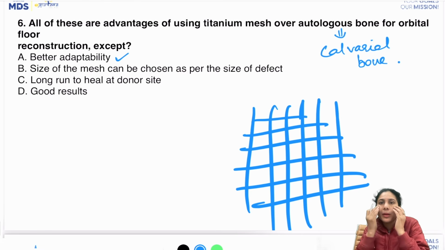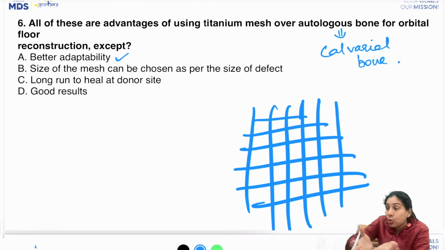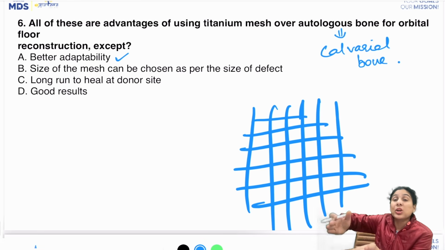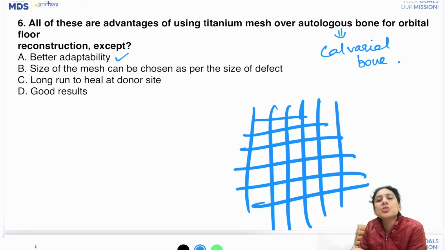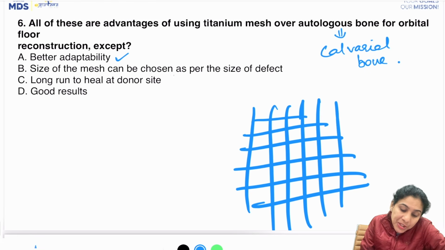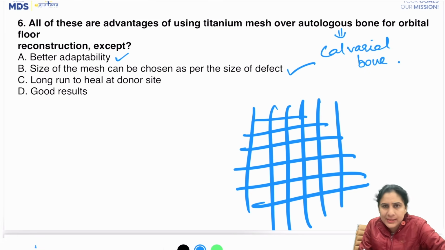Somebody's orbit may be fractured less in the floor and more in the medial wall. So I can shift that. Alright, I can curve it. I can give it a shape. So the adaptability to the original bone is much better. Right? Second, size of the mesh can be chosen as per the defect. Yes, you can do that.